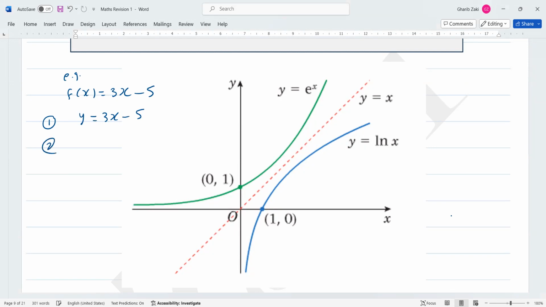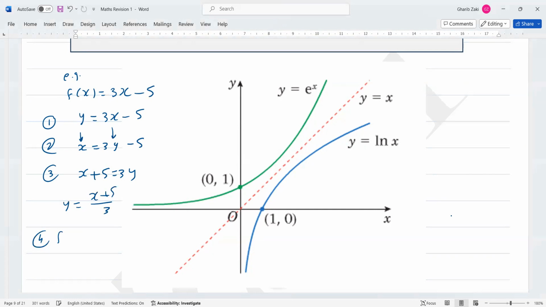Second step, replace y by x and x by y. Third step, make y the subject. So shift negative 5 to the other side. So x plus 5 equals 3y divided by 3. So y equals (x plus 5) over 3.